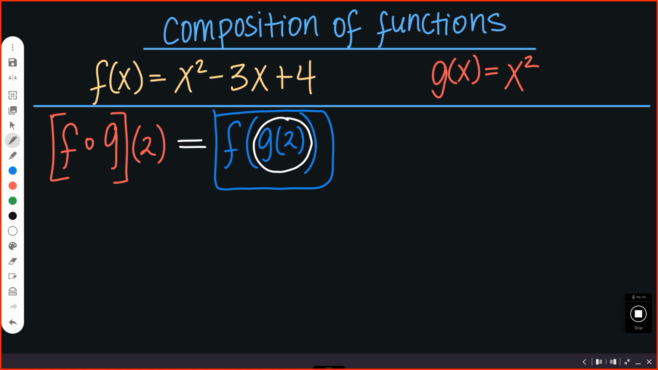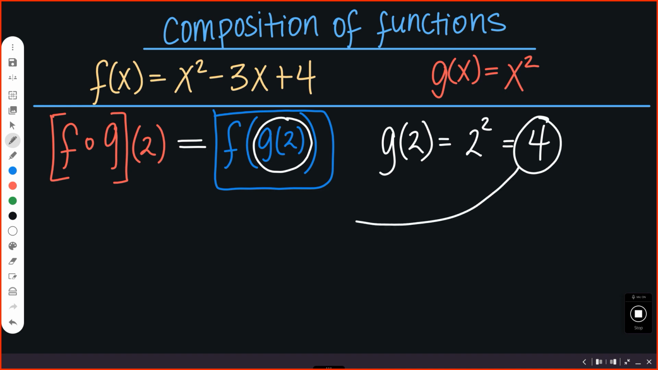So g of 2 is speaking in terms of the function of g, and we know that g of x is equal to x squared. So I'm going to rewrite this here and say g of 2 is equal to, well, the function of g is x squared, and now we're replacing x with 2. So if it's x squared, then I'm going to say 2 squared, and that is equal to 4. So now I know what g of 2 equals. It equals 4. So now I can substitute that in here.